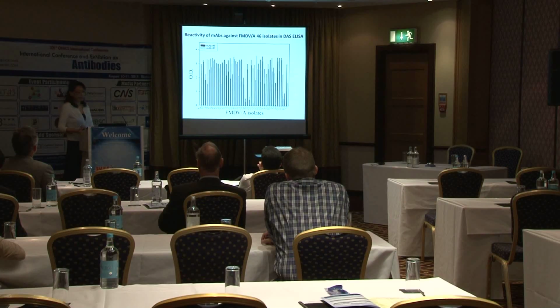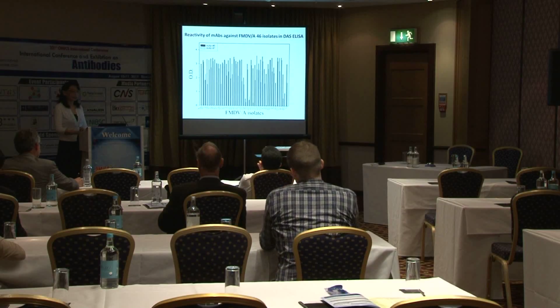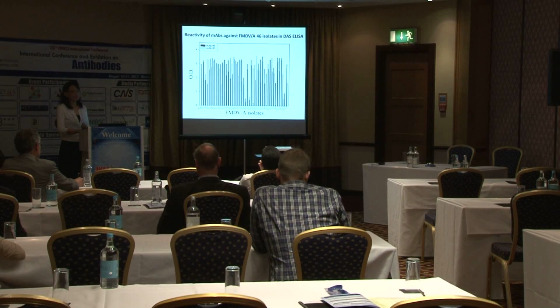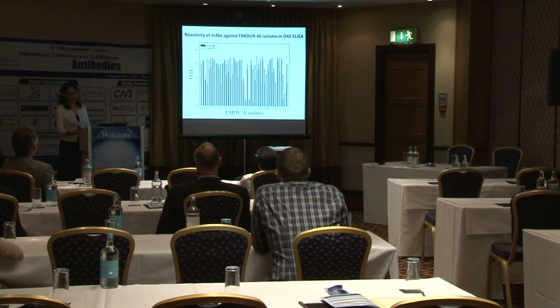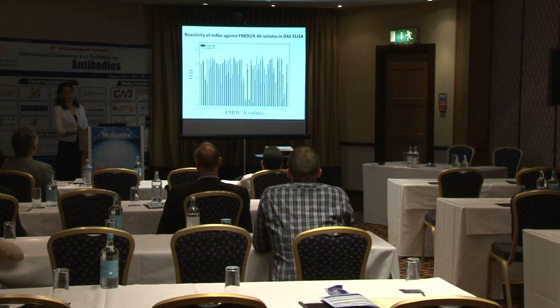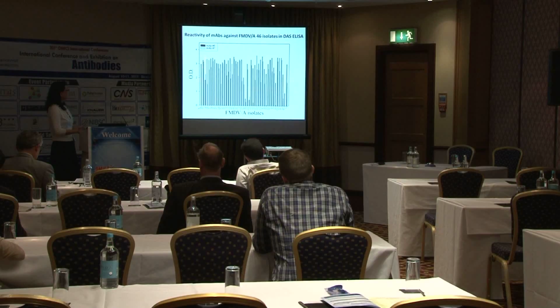For this test, the ideal antibody has to recognize all of the isolates, which means the binding epitope has to be conserved, because the FMD virus, as I mentioned earlier, has a very high mutation rate. So it is really important to find monoclonal antibodies that bind all of the isolates. In our lab, we have a total of 46 isolates collected. So we examined whether these 2 monoclonal antibodies can react with all of those isolates.